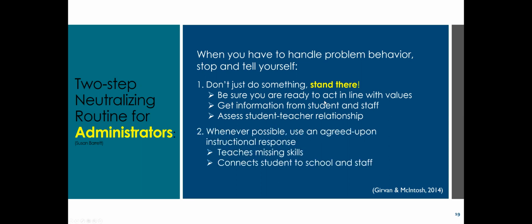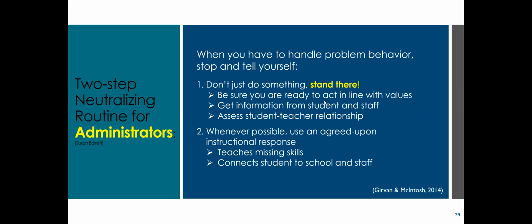And whenever possible, your agreed upon instructional response, keyword instructional, is to teach the missing skill. So if the student is really struggling, what are the things that you can help support the educator with in the instructional piece? Because discipline means to teach, not to punish. So what can we do to ensure that those skills are being addressed as seamlessly as possible?